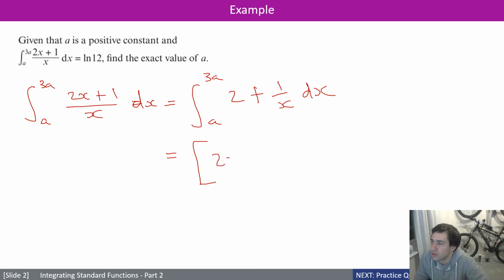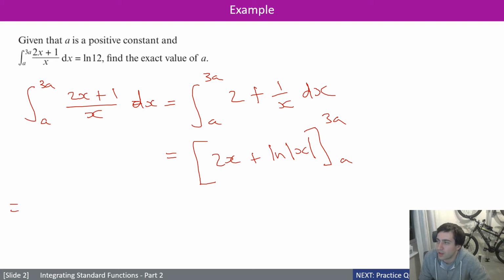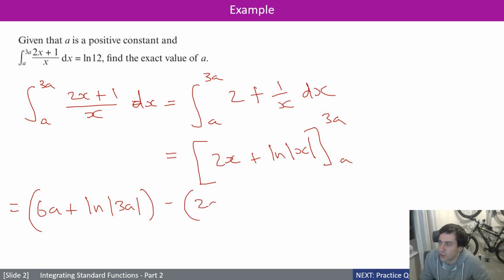2 goes up to 2x when I integrate. 1 over x goes up to ln of mod x. And my limits are now on the outside here. And that's therefore equal to 6a plus ln of 3a minus 2a plus ln of a.